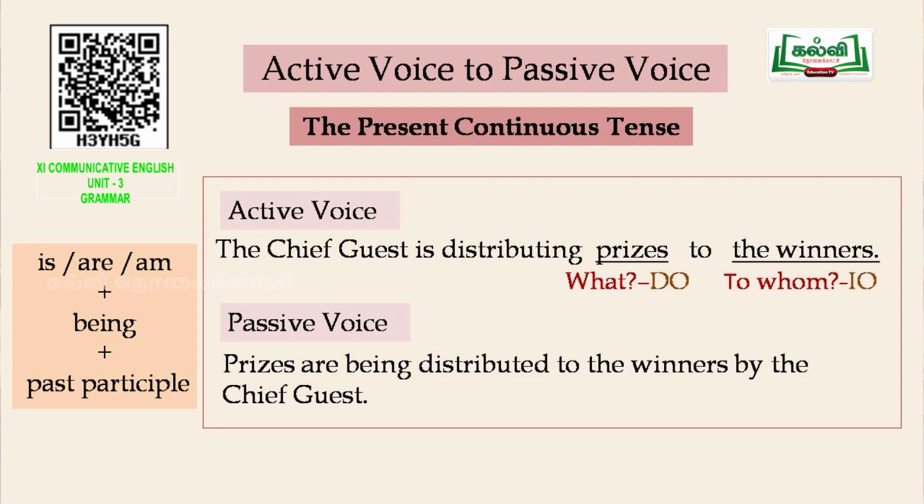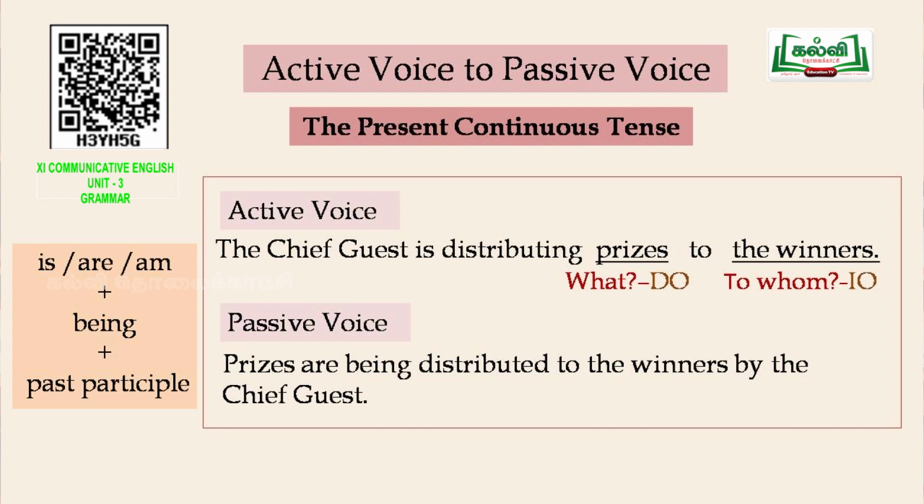Sentence number 2. The chief guest is distributing prizes to the winners. Here again, if you analyze the sentence, you find that you have two objects. The chief guest is distributing what? Prizes. Direct object. The chief guest is distributing prizes to whom? To the winners. The winners, indirect object.